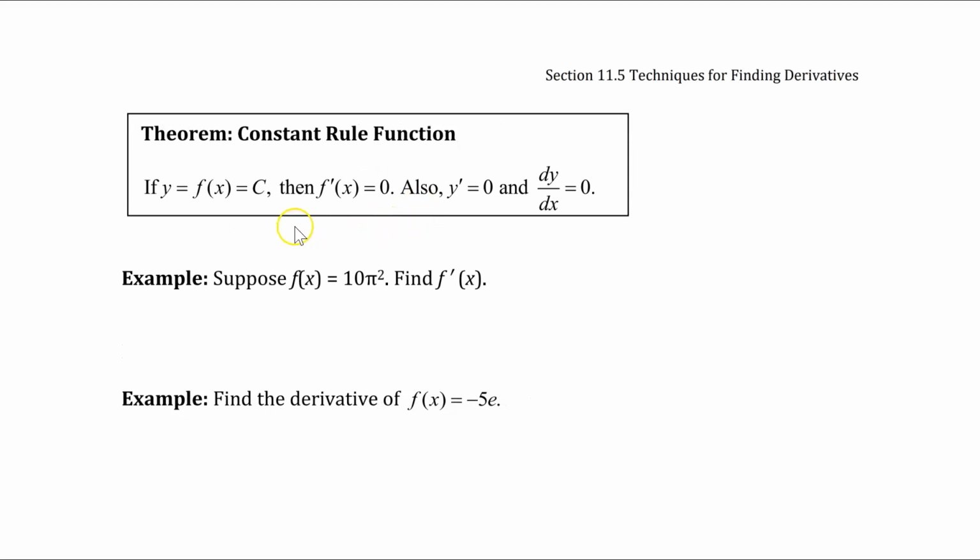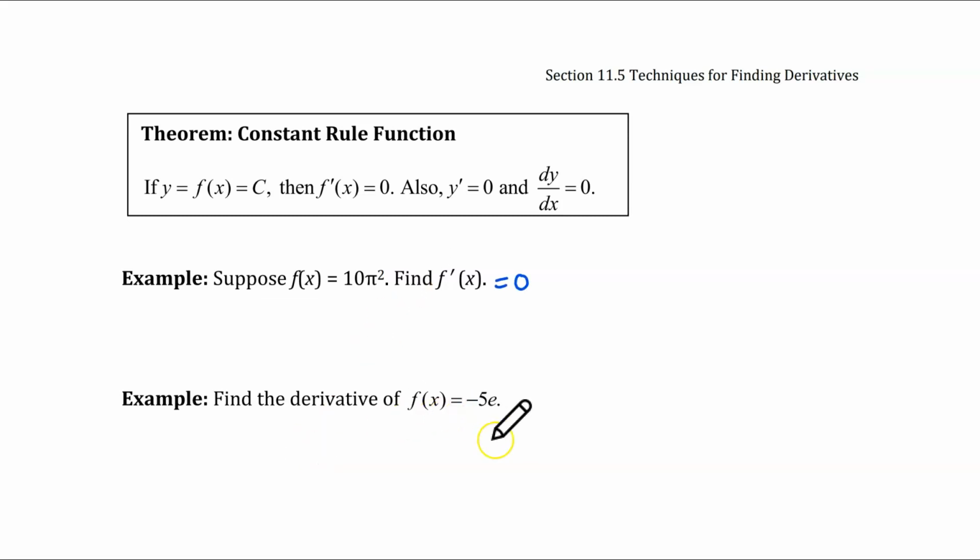Our first formula is the constant rule. If a function is a constant, its derivative is equal to 0. So we say that y prime is equal to 0 or dy dx is equal to 0. So suppose we have f of x equal to 10 pi squared. Pi is a constant, approximately equal to 3.14. So 10 pi squared is just a constant number. So its derivative is just equal to 0.